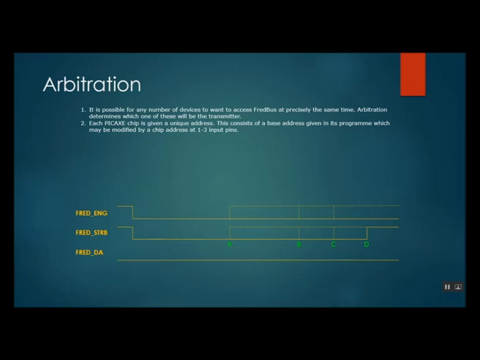To do this, we give each PICAXE chip a unique address. The address itself is in two parts. The first part is the so-called base address, and this is written in the program, and this can be modified by a maximum of 3 input pins. This enables us to have multiple PICAXEs running precisely the same software, while each having a unique address. Each of the transmitter chips then produces a pulse whose width is dependent on this address. That's the basic idea of the arbitration.